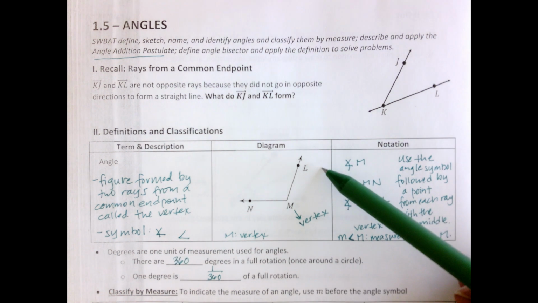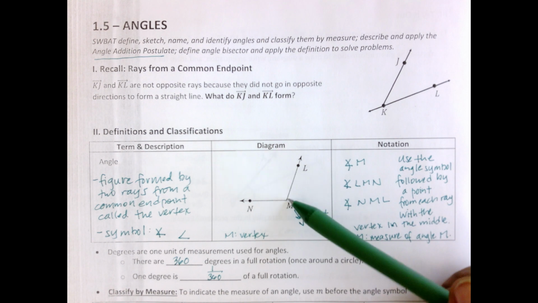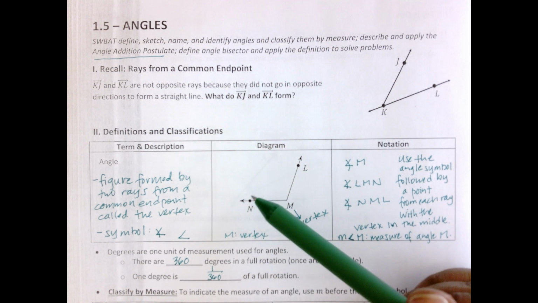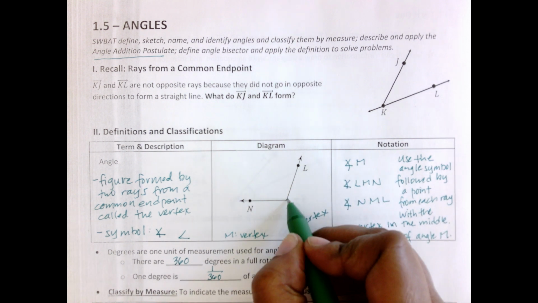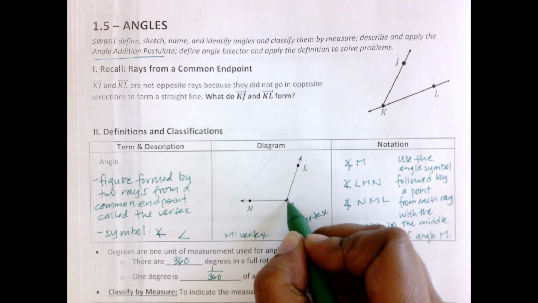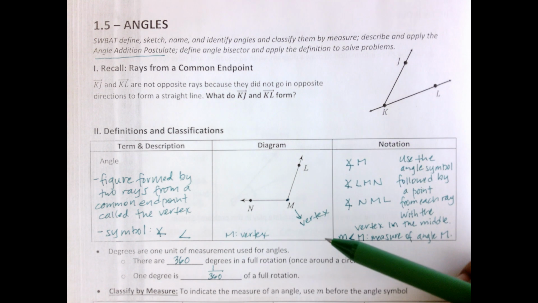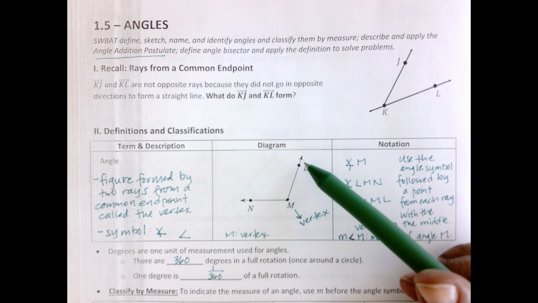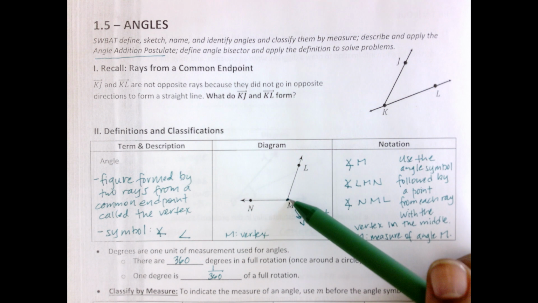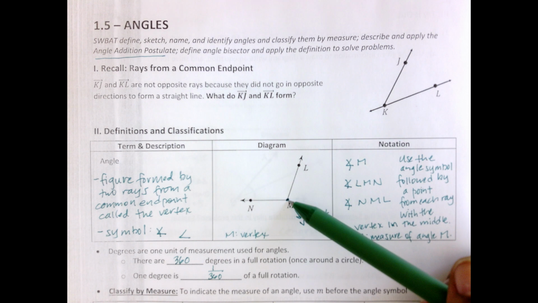Here's a diagram of an angle. As you can see from this common point, we have a ray here, ray ML, and then ray MN, okay? So it's two rays from a common point. That common point is called the vertex, and that word should be familiar to you. In algebra, it's the highest or lowest point of a parabola. In geometry, it is the common point where both rays meet, okay, or intersect. All right, in this case, point M is the vertex.